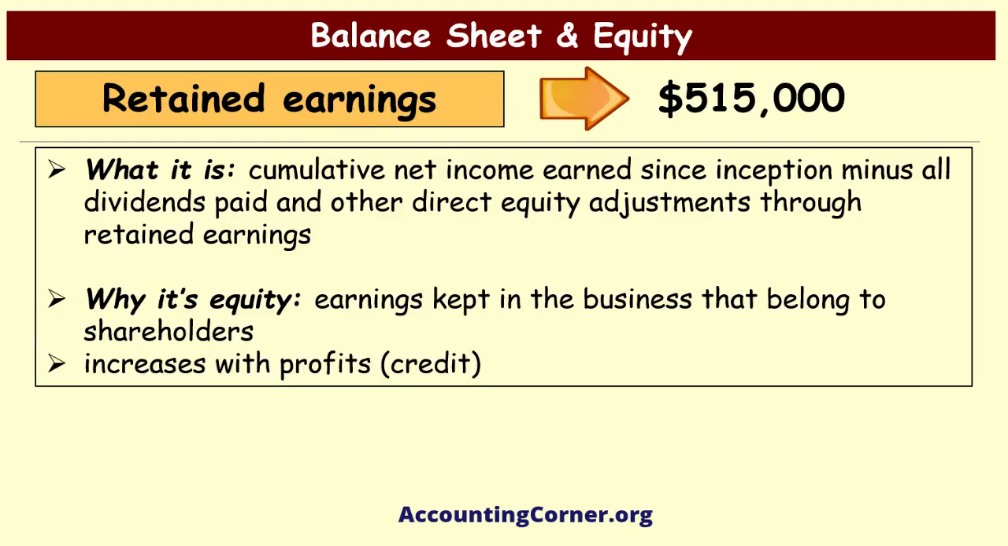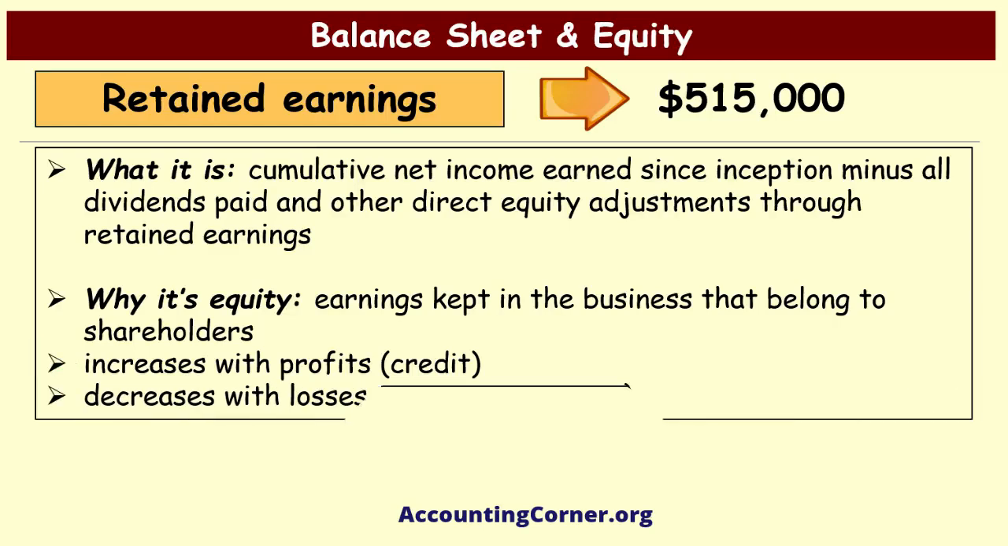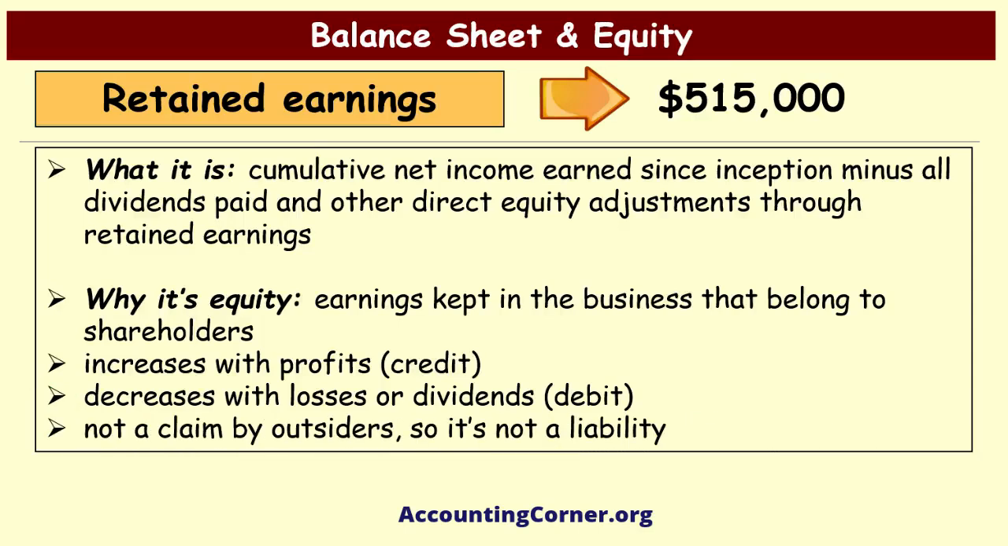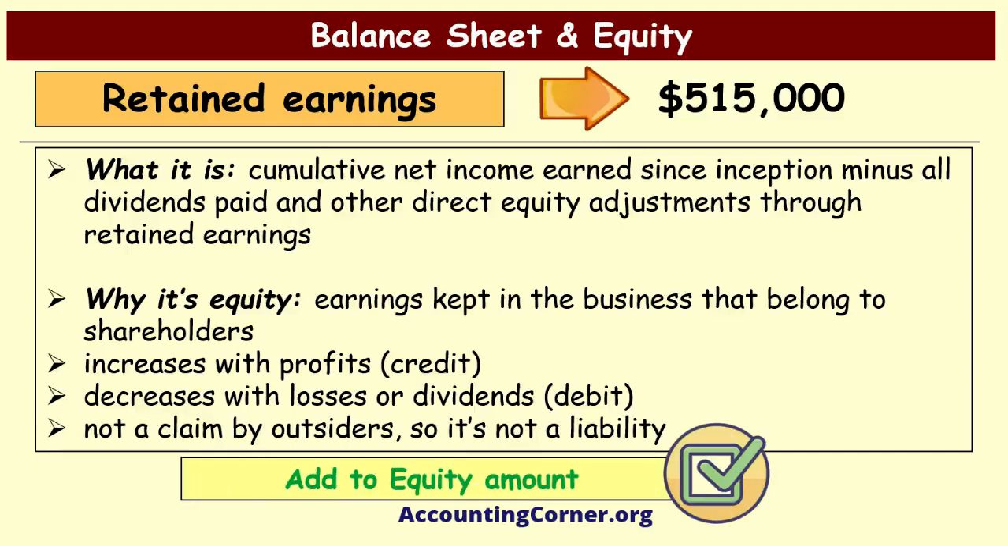The balance of retained earnings increases with profits and decreases with losses or dividends. It's not a claim by outsiders, so it's not a liability. Therefore, retained earnings are added to equity amount calculation.